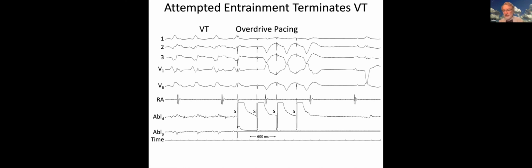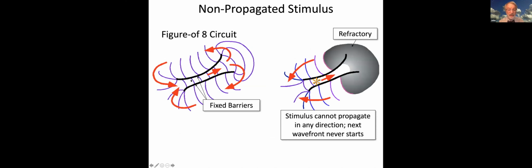So you have to start it up again, move the catheter to another site. This is a terrible site, when in fact it's a perfect site if you know what you're looking for. So this is a phenomenon here. Here's our figure of 8 circuit. We've got these fixed or functional barriers during VT. Here's our diastolic corridor here with reasonably rapid conduction.